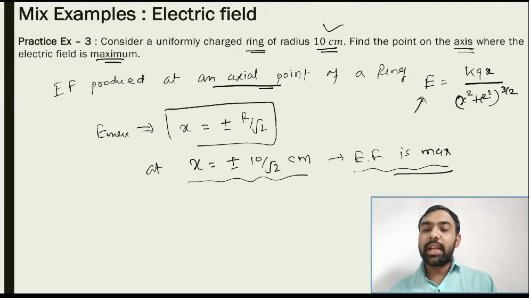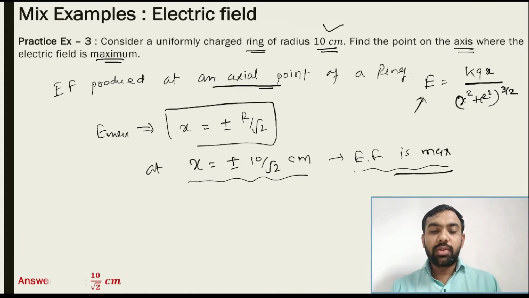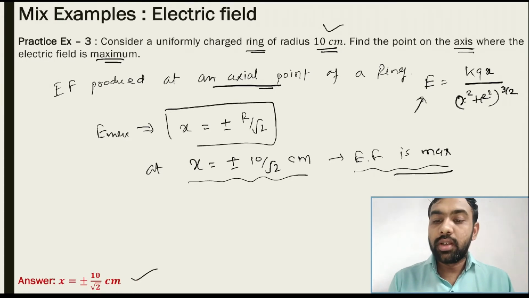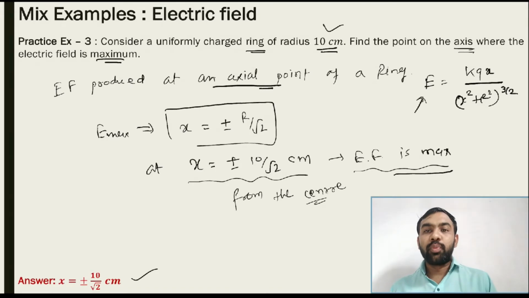So this way you get the answer. Simple. You just remember the theory and directly use the formulas in this type of example. So our answer is plus or minus 10 by root 2 centimeter from the center, and the center is considered as 0. So on the right-hand side plus 10 by root 2, on the left-hand side minus 10 by root 2. That is our answer for the maximum electric field.